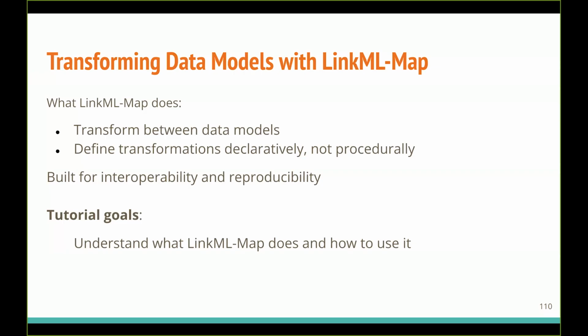So if I create a data transformation of one data set, and then later we decide we need to change the model just a little bit, I don't have to go through and make sure everything is correct. I can just change the pieces in the model that I know are different, and we can just run it again. So our tutorial goal here is to understand what LinkML Map does and how to use it.